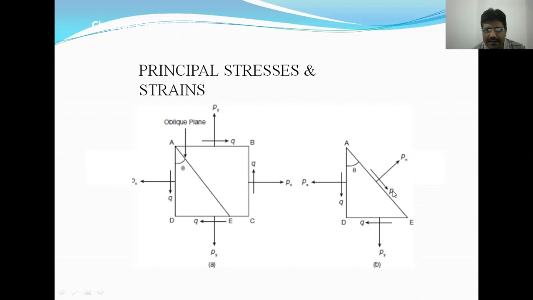So these two planes are mutually perpendicular principal planes. When there is no shear stress on these planes, these planes are known as principal planes, and the stresses that are acting along these planes are known as principal stresses. Similarly, principal strains are the strains that are found on these two planes. So this was about principal stresses and strains.